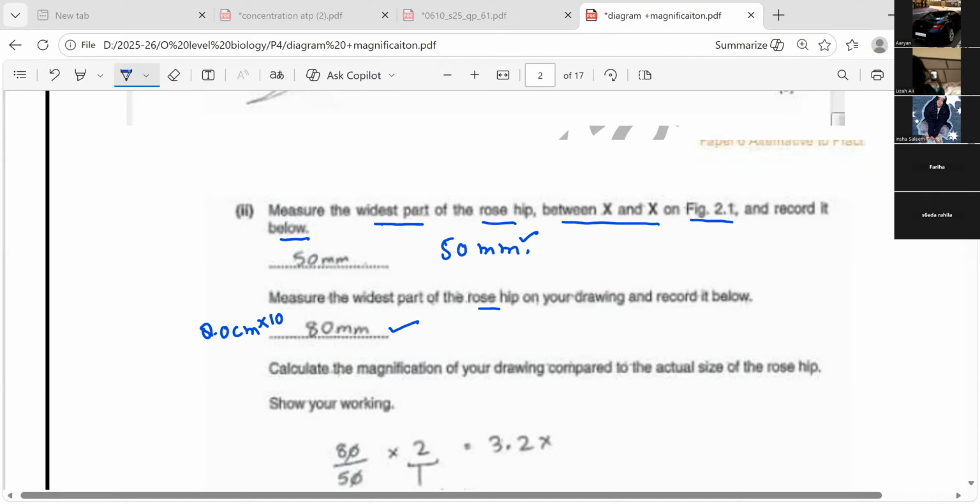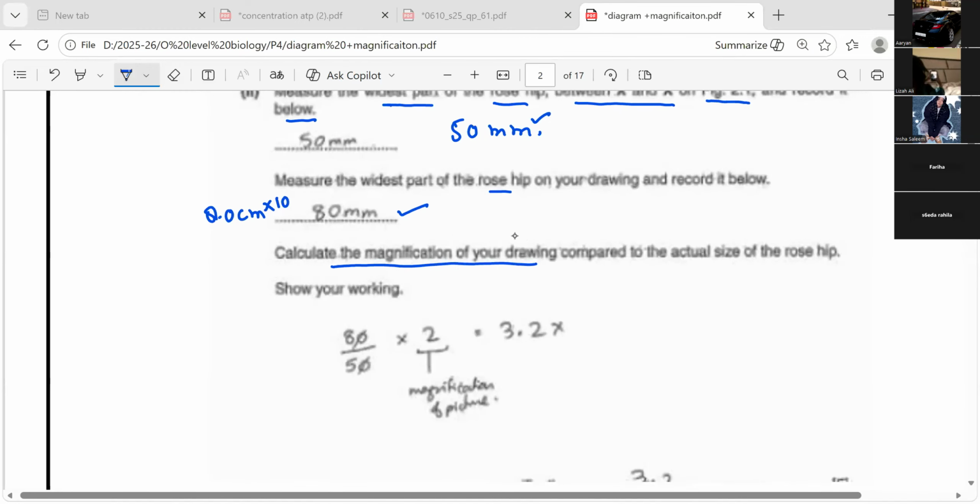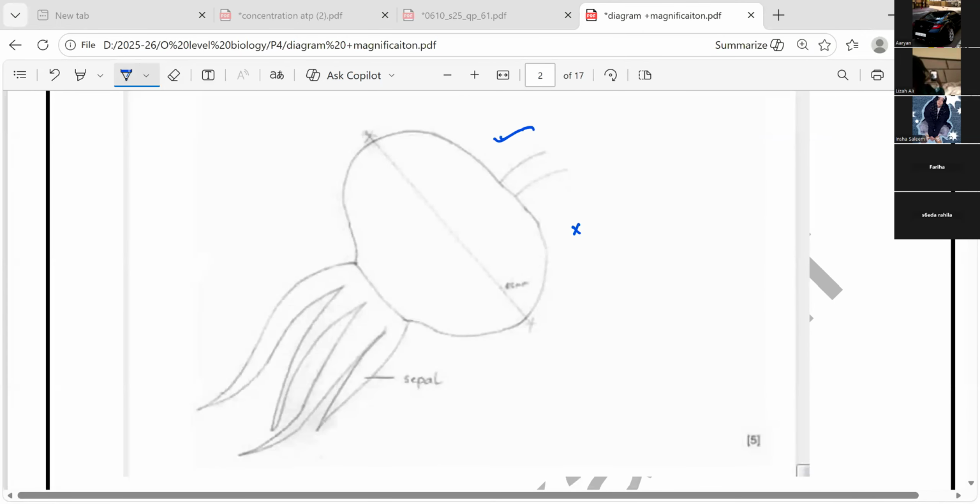No, it was not the actual length because it was 2 times magnified. Okay. So now when the examiner asks us to calculate the magnification of your drawing, that is, we need to calculate the magnification of this drawing. So how? What is the formula for it?